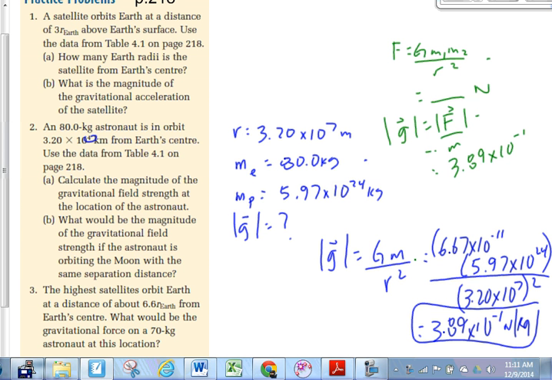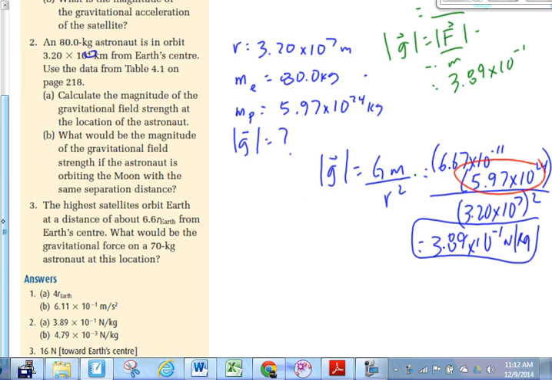What was question B? What would be the magnitude of the field if the astronaut is orbiting the moon with the same separation distance? We won't bother going through question B because it's the same question, right? Except that the mass of the producer is different. So use the same equation. Just sub in the mass of the moon where the mass of the Earth was, and solve. We should get a number that's smaller, right? Because the moon produces a smaller gravitational field. And sure enough, 4.79 times 10 to the negative 3 newtons per kilogram it works out to be.